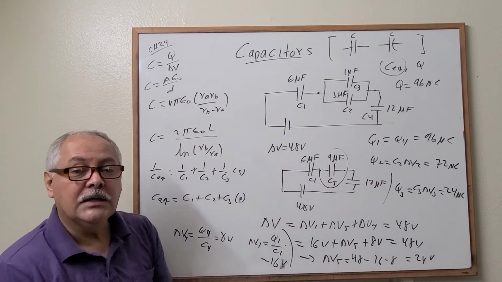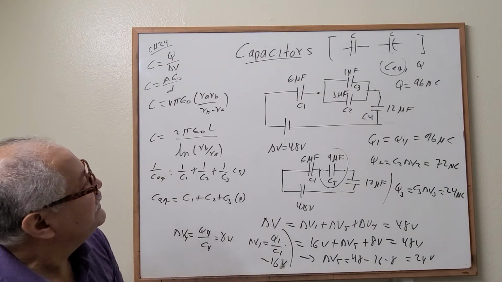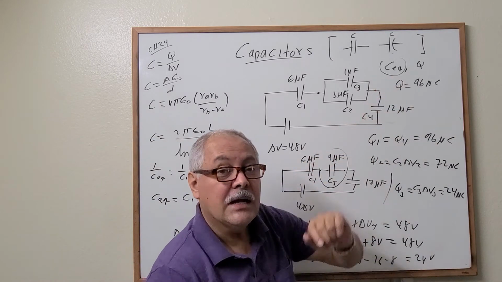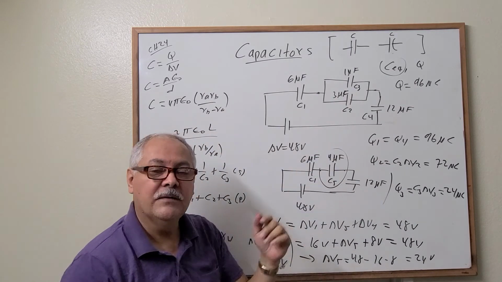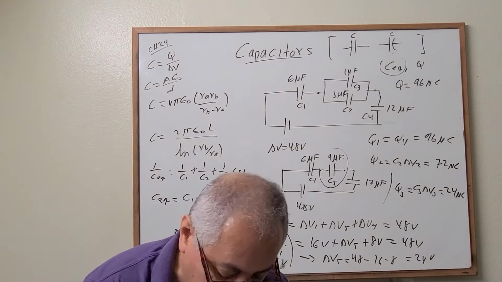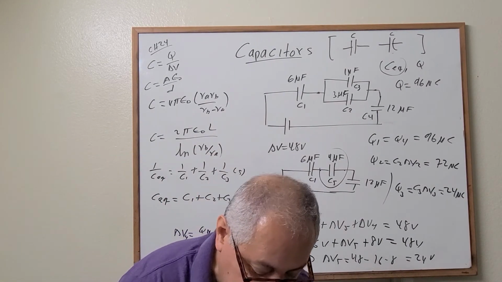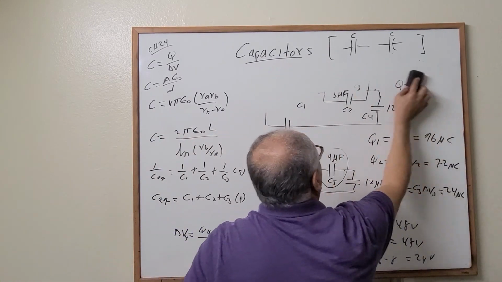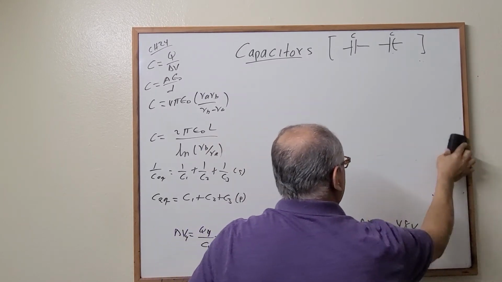And of course, in this way, we find the equivalent capacitance and also the charge for each capacitor. This is a very nice example. Okay, great. Now let's go for the last topic for this chapter. The last topic is going to be energy stored in a capacitor. Let's find the energy stored in a capacitor.